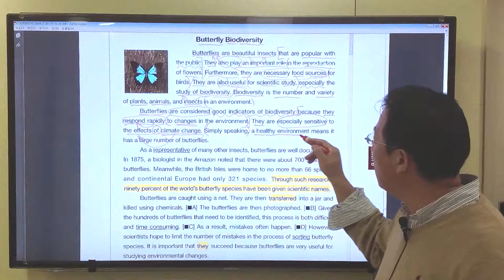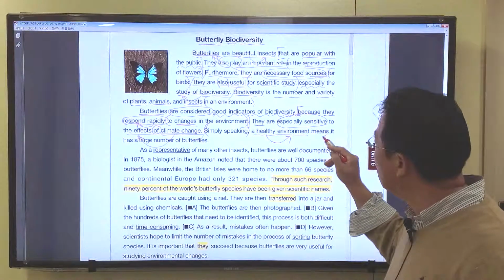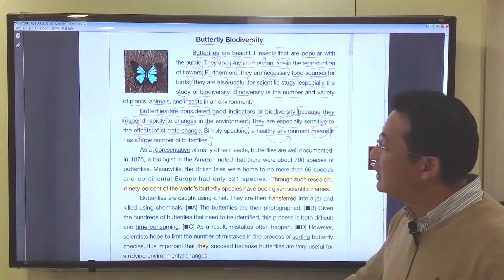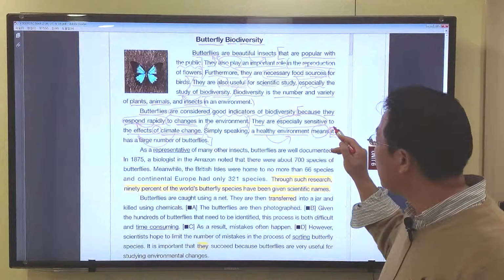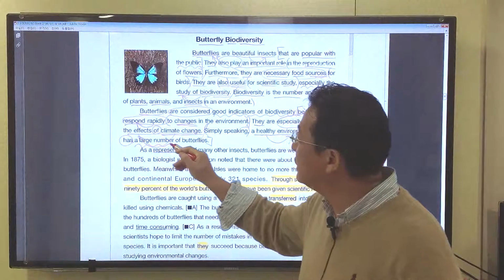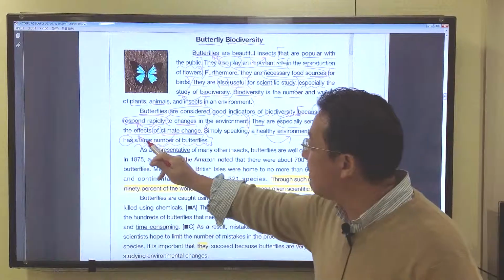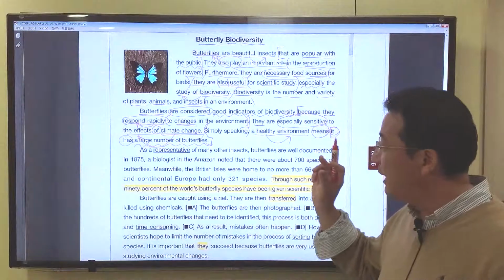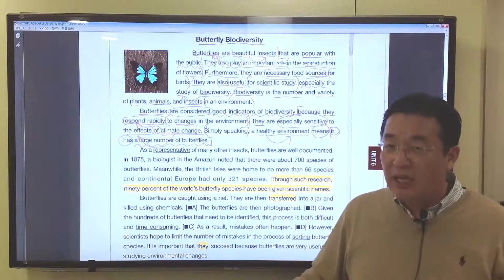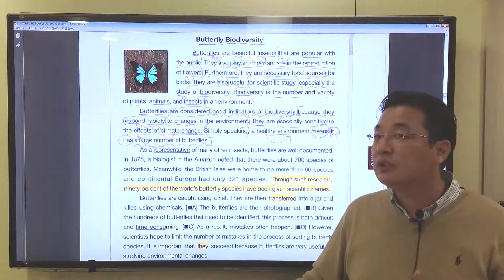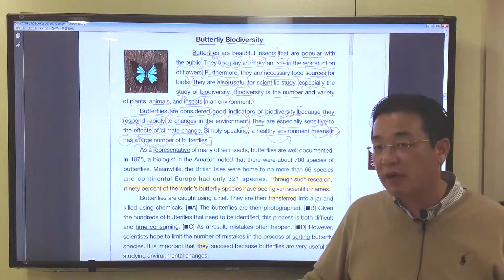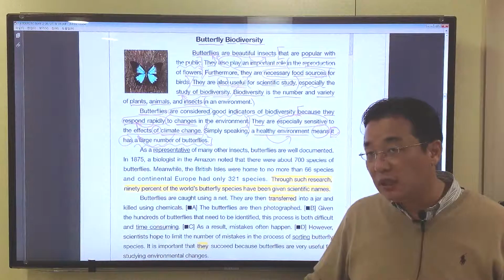그래서 a healthy environment, 어떤 건강한 환경이라는 것은 의미한답니다. 자, it 이하를 의미한다는 거죠. 무엇을 의미한답니까? It has a large number of butterflies. 그 건강한 환경은 가진답니다. 무엇을? A large number of butterflies. 나비들의 많은 수를 가지는 것을 의미한답니다. 간단하게 말해서 a healthy environment, 좋은 환경이라는 것은 it has a large number of butterflies. 나비의 숫자가 많으면 좋은 환경이라고 이야기를 할 수 있다는 겁니다. That's why butterflies are considered good indicators of environment.